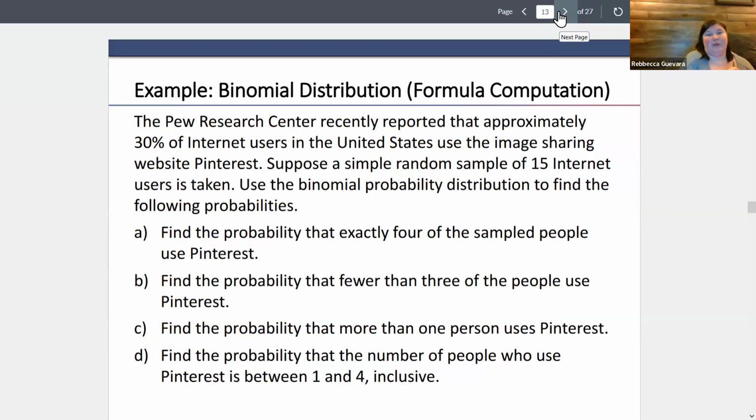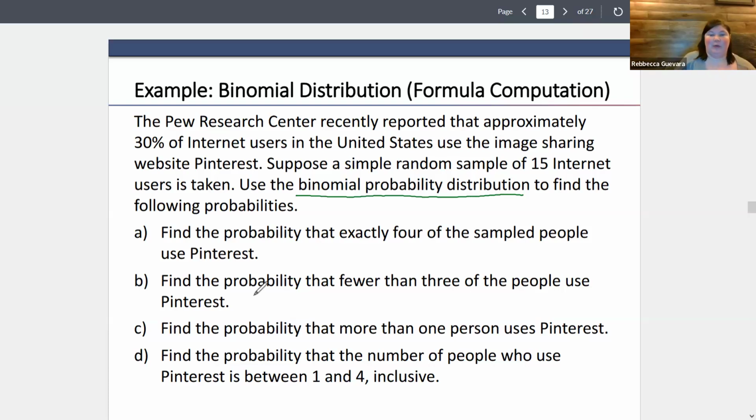So Pew Research Center recently reported that approximately 30% of internet users in the United States use the image sharing website Pinterest. Suppose a simple random sample of 15 internet users is taken. We want to use a binomial probability distribution to find the binomial probabilities. We're going to talk about what a binomial probability distribution looks like here in a little bit. So we want to find the probability that exactly 4 of the sample people use Pinterest.